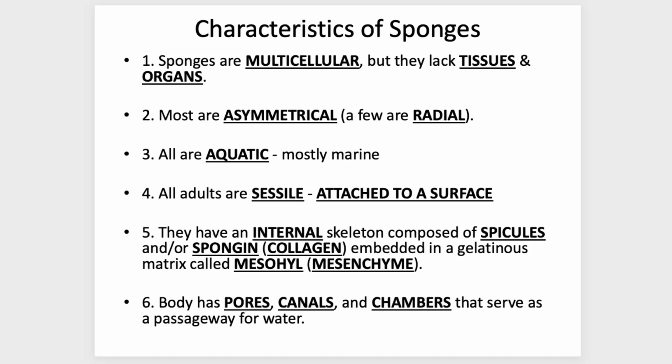They do have an internal skeleton, and it's going to be made of what's called spicules and spongin, which is just collagen mainly, and that's embedded in a gelatinous matrix called the mesohyl, or the mesenchyme, and we'll look at that as well. The body has pores, canals, and chambers, and those are going to allow water to come into the sponge, and then go out and exit. So basically, they're filtering the water and absorbing their nutrients as they do that so they can feed.